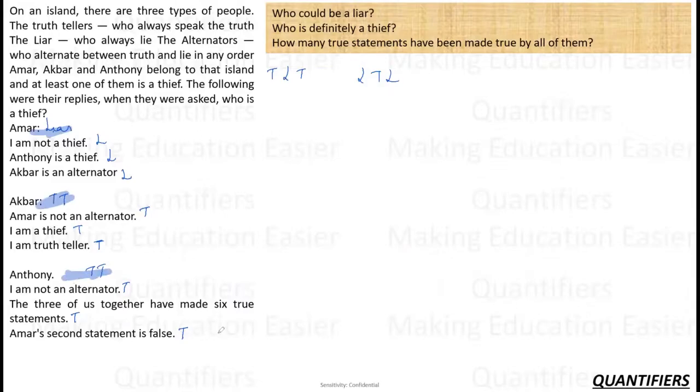And who could be a liar? Amar could be a liar. The answer to the first question is Amar could be a liar. Who is definitely a thief? I am a thief, so Akbar is definitely a thief. Okay. How many true statements have been made? Six true statements have been made by all of them. Right. So this completes my set.